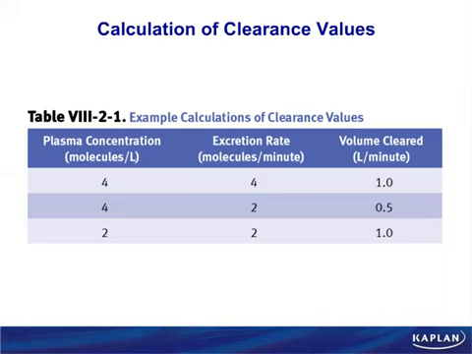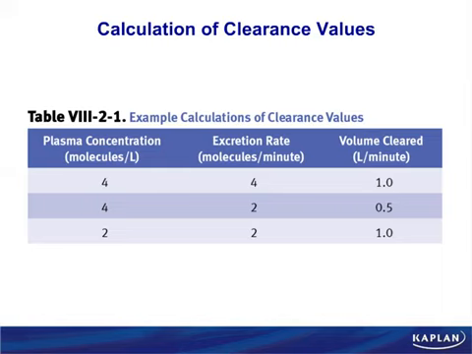You're going to take those 4 molecules out of the plasma, and you're going to put those 4 molecules into the urine. Excretion rate is 4 molecules per minute. That's the excretion rate. We say that we cleared 1 liter of plasma. That's the volume of plasma that we cleared for that patient. That patient is filtering at 100%. The GFR is 100%. That's a normal GFR.